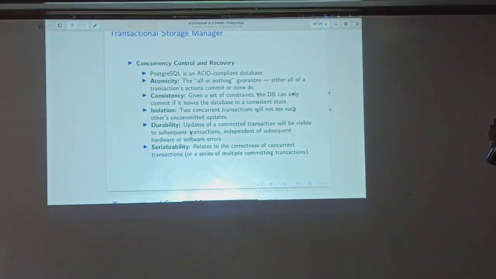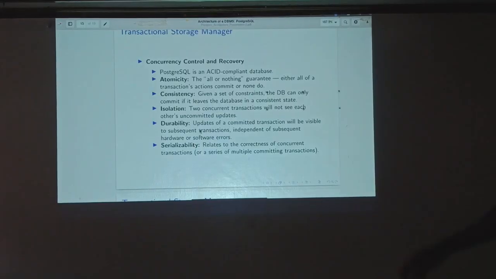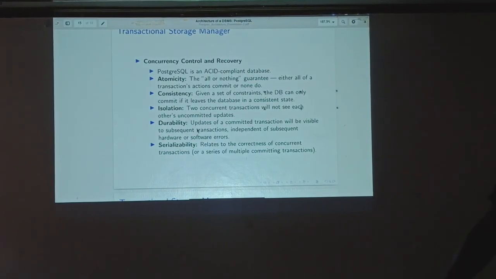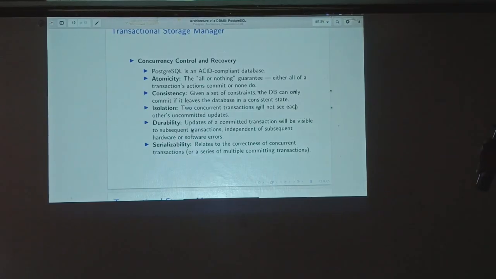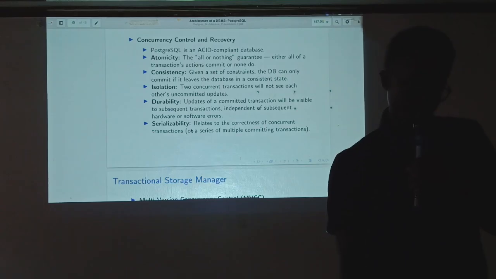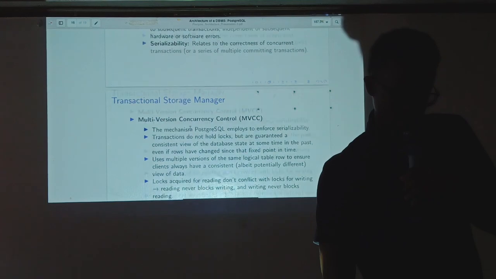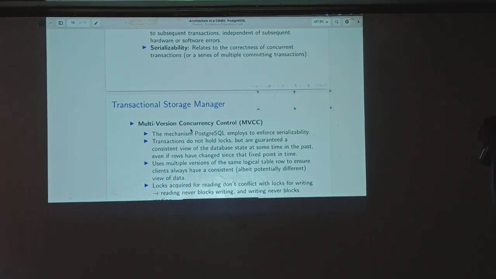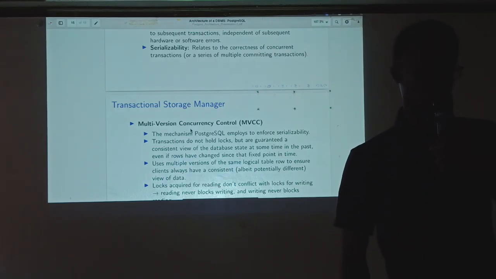So we are wrapping up. The last part in the transactional storage manager component is concurrency control and recovery. Most of us are aware of the ACID properties. Postgres is ACID compliant: atomicity, consistency, it offers isolation, and durability. Another concept is that of serializability. Serializability relates to the correctness of concurrent transactions.